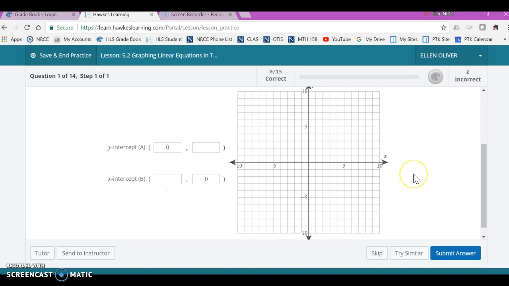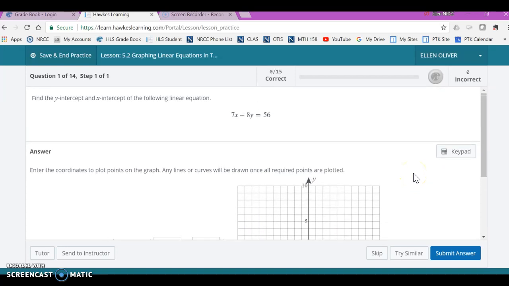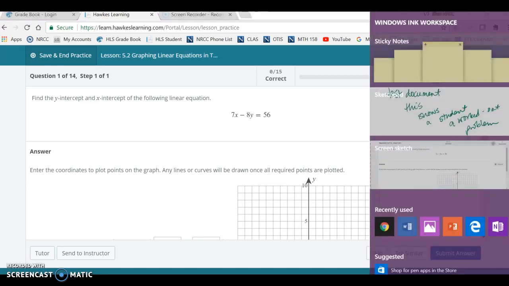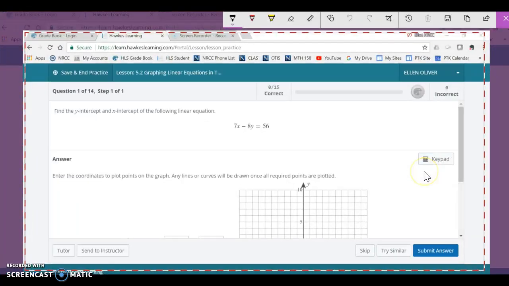So let me go ahead and go to the screen that I can write on, 7x minus 8y. I'm going to make my T-chart. My x's are here, my y's are here. For the x-intercept, it's where y equals 0. And the y-intercept is where x equals 0. So there's how I fill in my T-chart.